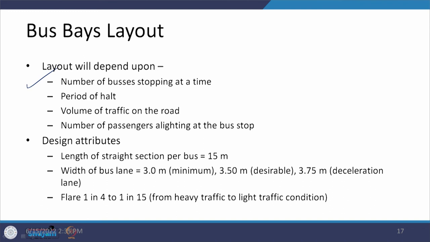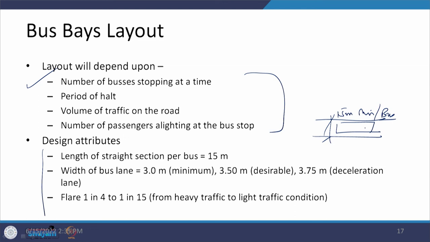Now, the layout is going to be dependent on various things like the number of buses which are stopping at any time, period of halt, volume of traffic, and number of passengers, which we discussed. Let us go through a few of the design attributes. The very first thing is if there is only one bus, then this straight portion has to be minimum 15 meters per bus. Then the lane which we are going to provide here, in which the bus will come and stop, is minimum 3 meters, desirably 3.5, and 3.75 meters can be there if it is a part of a deceleration lane. Then the flare is there, and this flare again has to be at a certain rate. That can be 1 in 4 to 1 in 15, depending on whether it is heavy traffic or light traffic conditions.